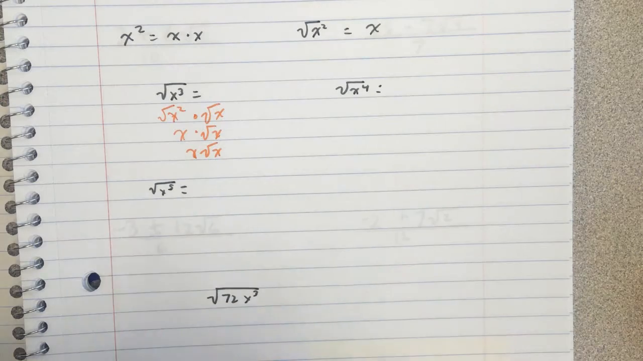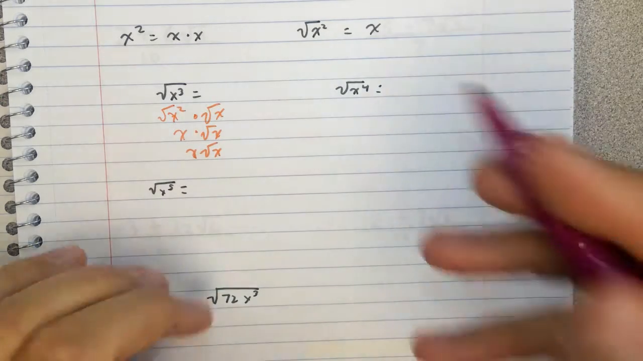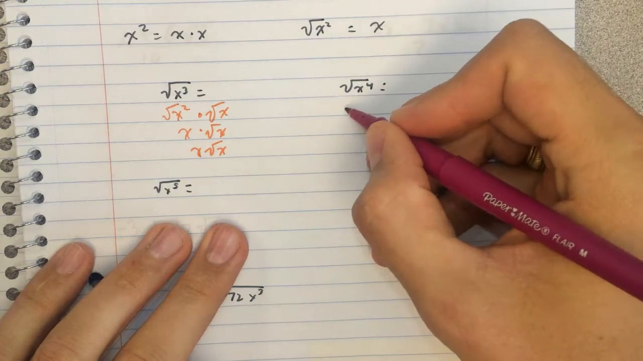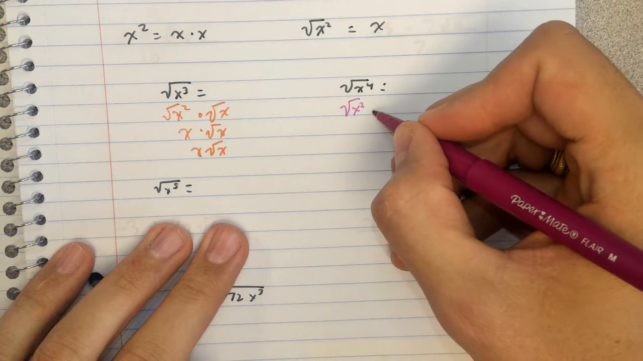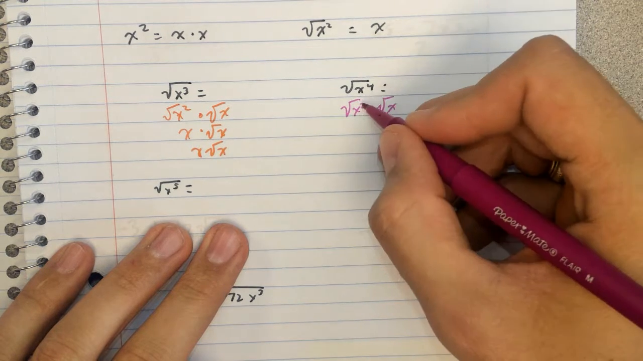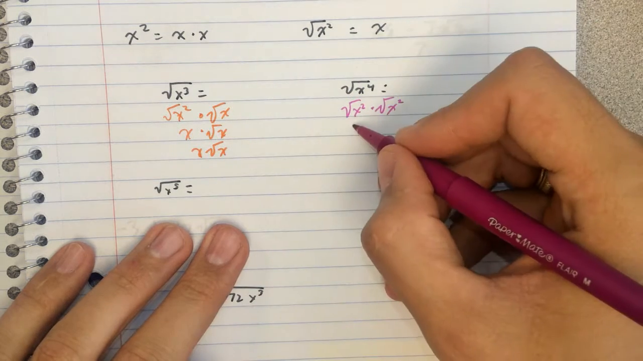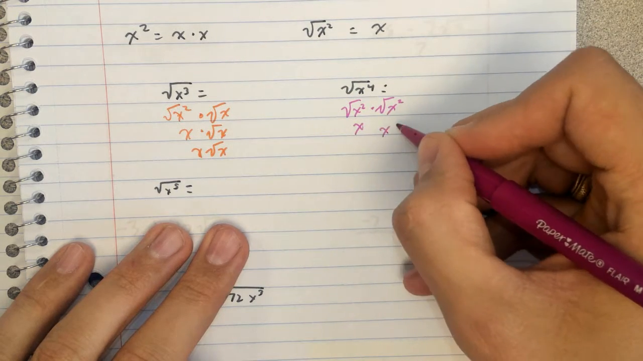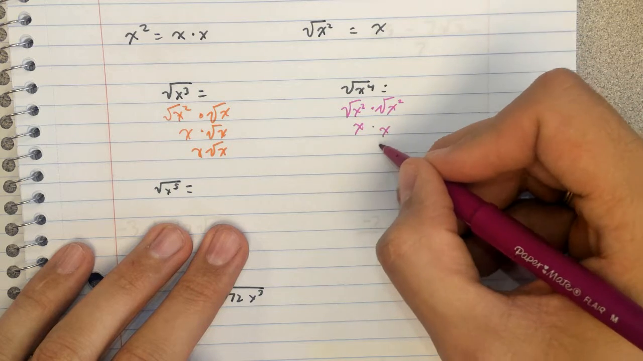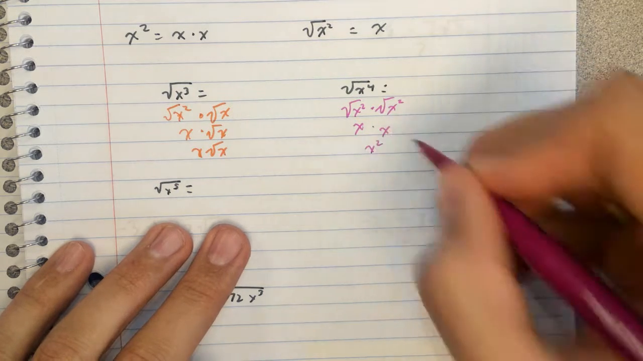Then I have something like the square root of x to the fourth. I can take an x squared out, so I have the square root of x squared times the square root of, and I have 2 left, so that's x squared again. I know this is x, and I know this is x. x times x, I simplified, that's going to be x squared.